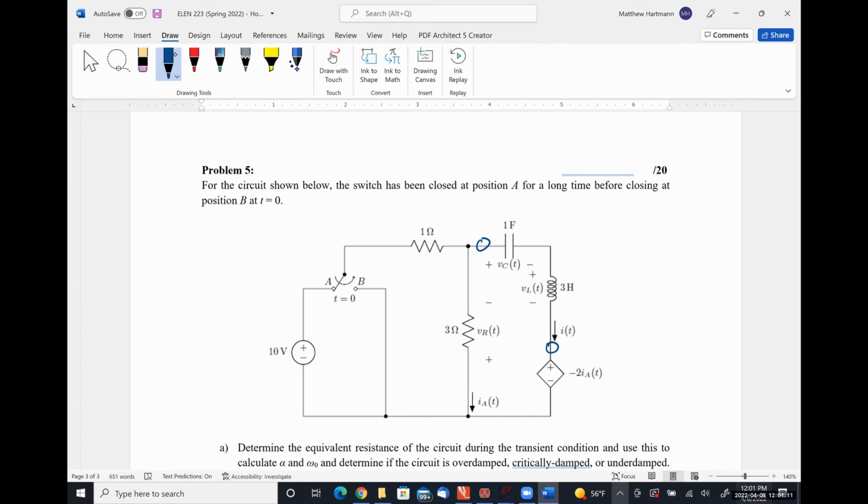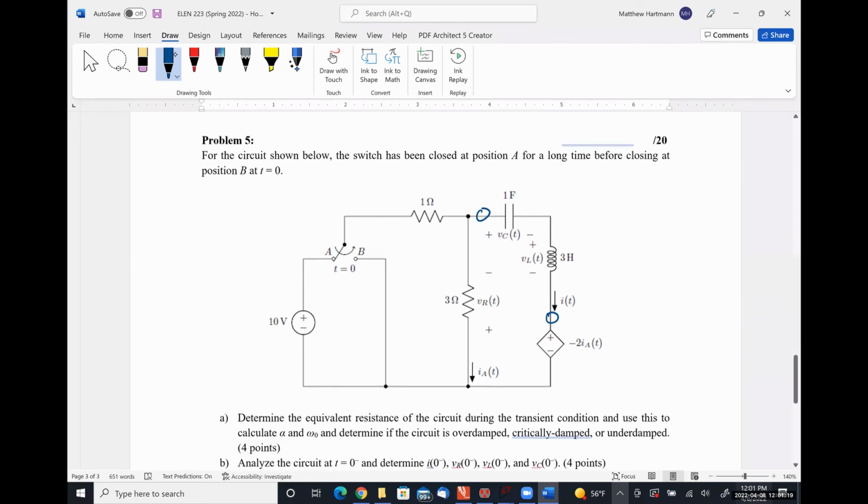So we need to do step A again for the transient condition. Or, well, the first one is the transient condition. So step A is determine the equivalent resistance and then use that to calculate alpha and omega naught. You cannot calculate alpha and omega naught without knowing what resistance the 1 ohm resistor in parallel with the 3 ohm resistor and that combination in series with the voltage source represents.